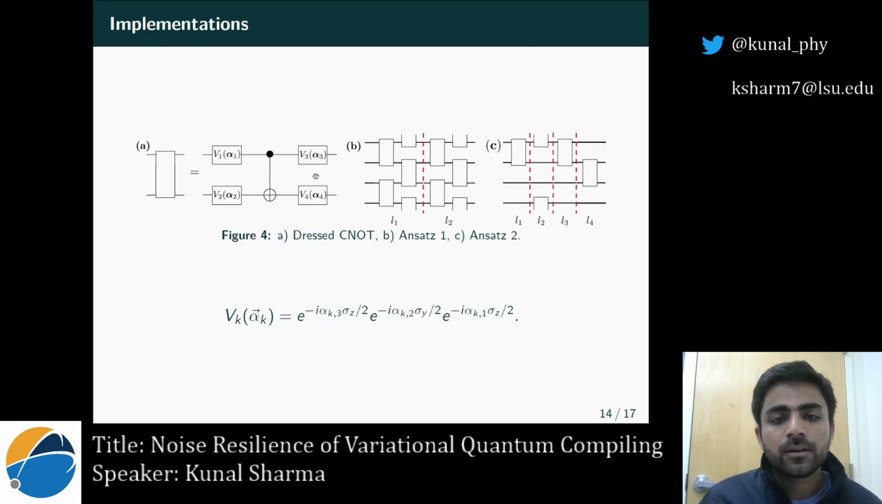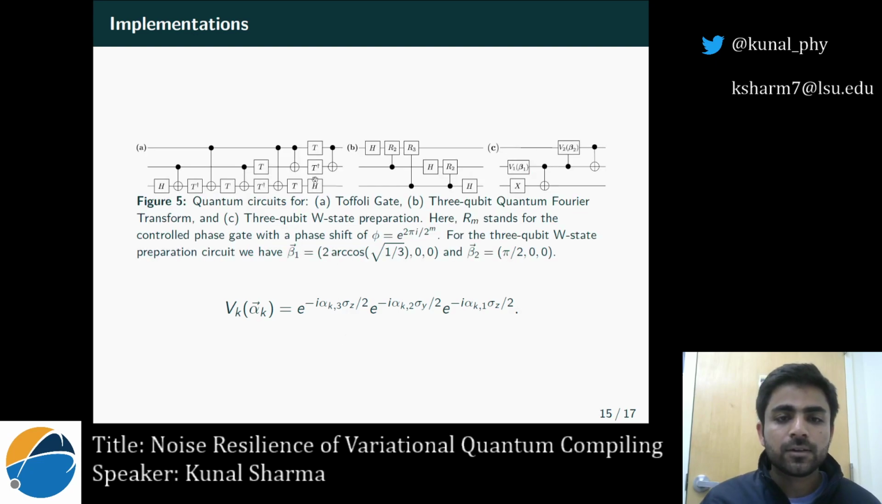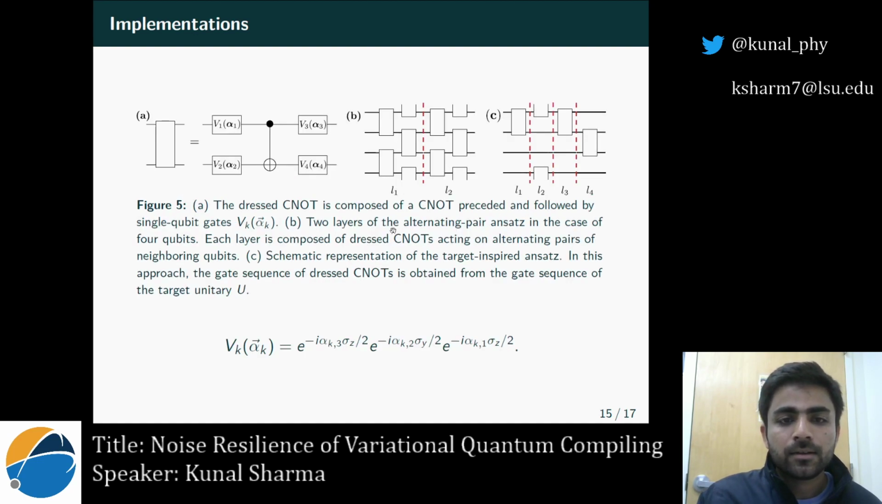We extend our results by doing numerical simulations, and whenever we do numerical simulation, we have to define our ansatz. So we define our ansatz by using this structure, CNOT preceded and followed by arbitrary single qubit gates. And we define two different kinds of ansatz. One is the fixed layer ansatz, where we have 2 qubit gates, or 2 qubit CNOTs, acting on each of these qubits. And the second ansatz is where we randomly choose the location of the CNOTs. And this V_k(alpha) is an arbitrary single qubit gate. We study this for 3 gates, Toffoli and QFT, and also state preparation.